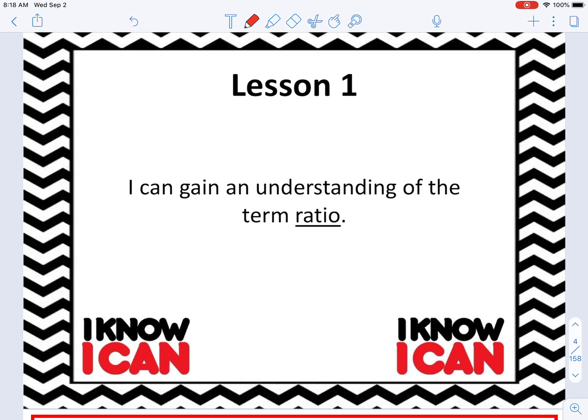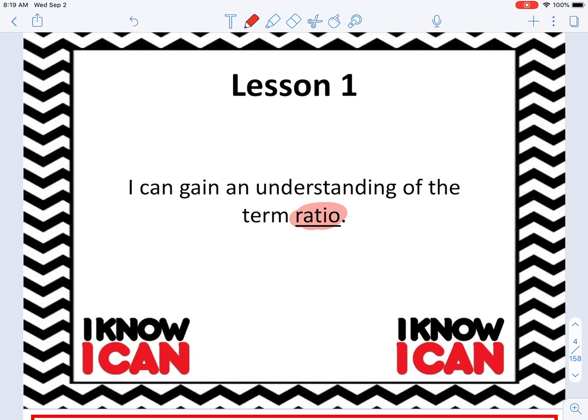Okay, so today's lesson, we're talking about the word ratios, and today's objective is I can gain an understanding of the term ratio. Okay, so our keyword here is ratio. Ratio means there is a relationship between two or more values. Okay, so we are comparing two different things.